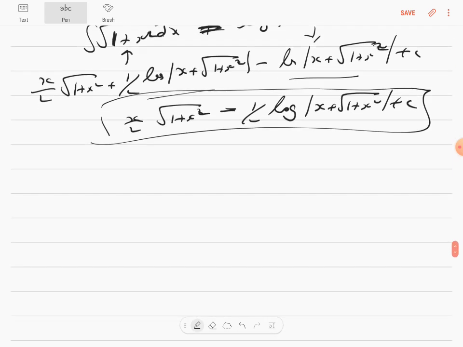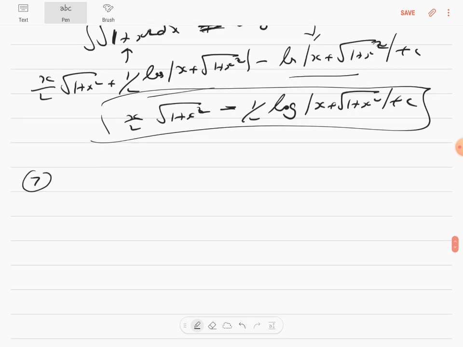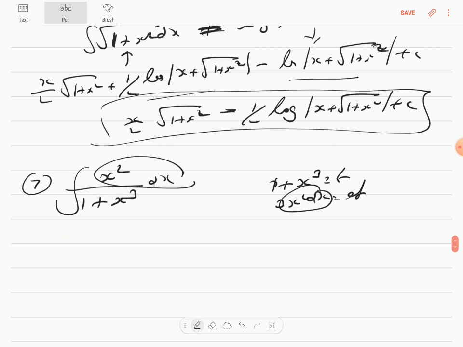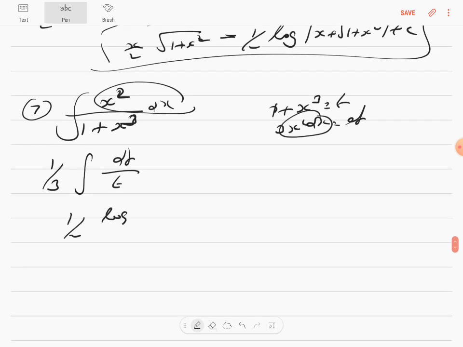So, let me tell you something simpler, such as if it's x square and there's an x cube, then it's just a question of assuming 1 plus x cube itself as t, and 3x square dx will become dt, and x square dx is becoming dt by 3. Can you see the powers moved? So it's very simple. So it's 1 by 3 into dt by t, which is 1 by 3 into log t, which is 1 by 3 into log of 1 plus x cube plus c. It's that simple, right?